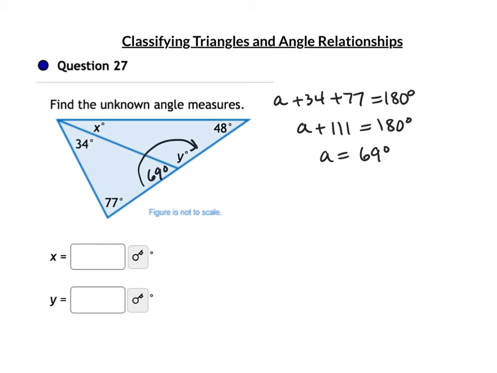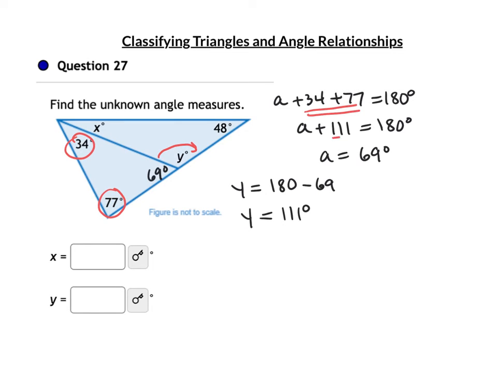Now these two are a linear pair, so they add to 180. So y would be 180 minus 69. 180 minus 69 is 111. Now, I just noticed something. I did this the hard way. Angle y is an exterior angle. It's equal to the sum of the two remote angles. Notice that 34 plus 77 is 111, and that's what y ended up being.